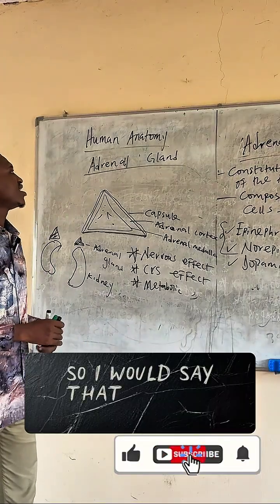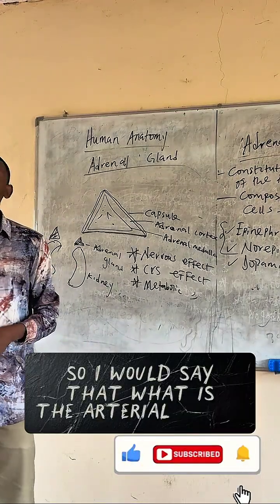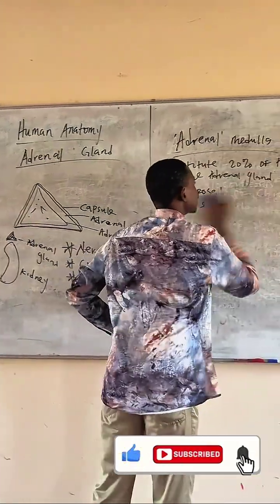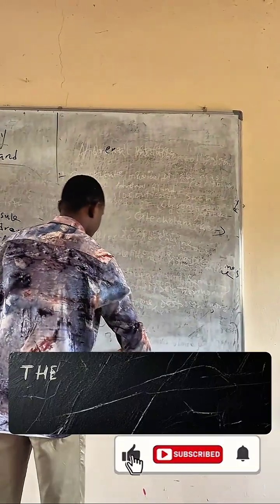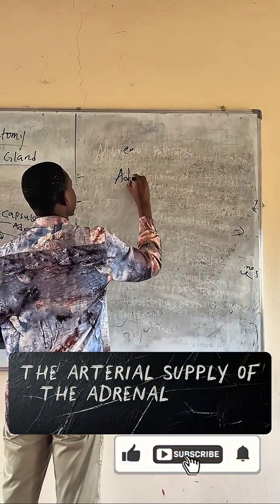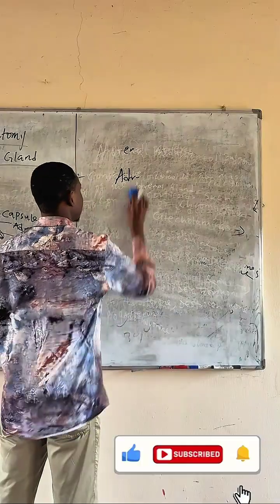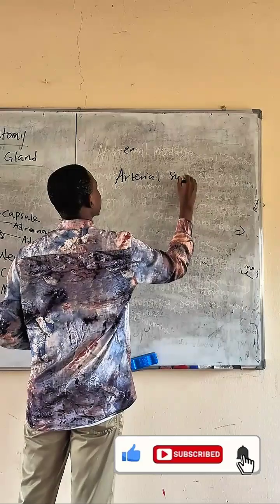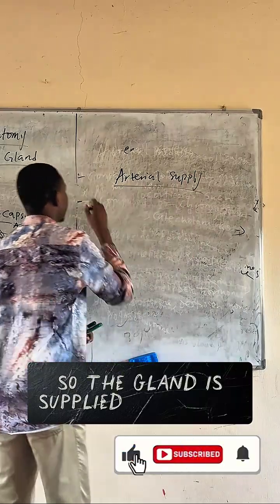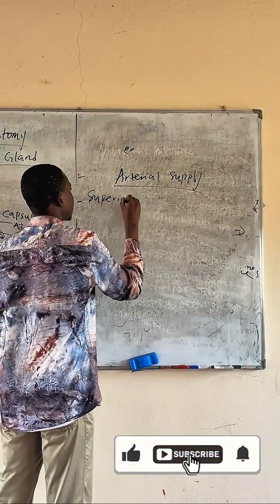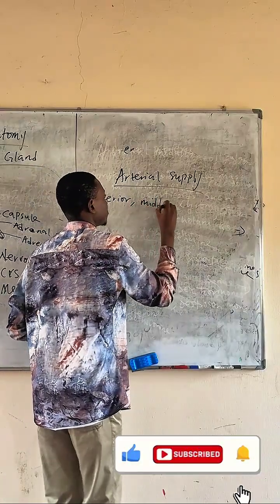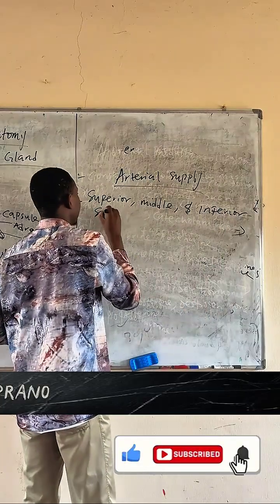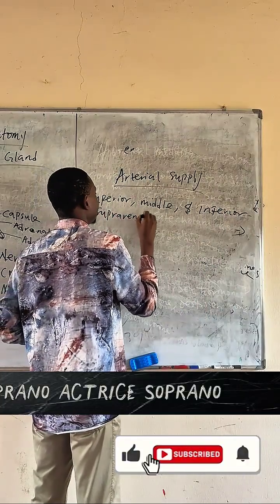So what is the arterial supply and the venous drainage of this important structure? The arterial supply of the adrenal gland. So the gland is supplied by superior, middle, and inferior suprarenal arteries.